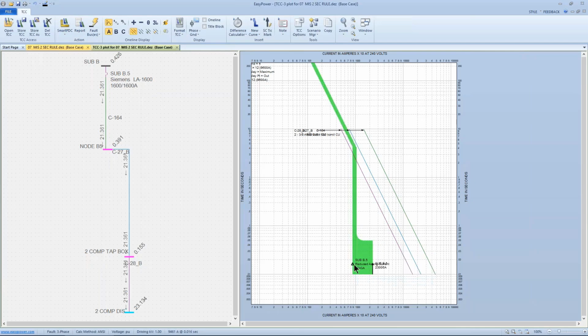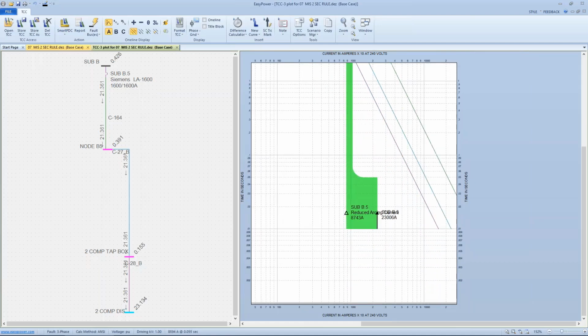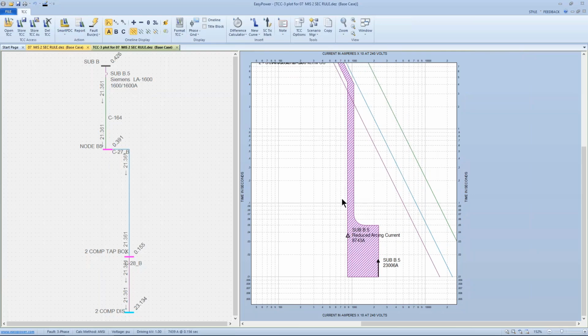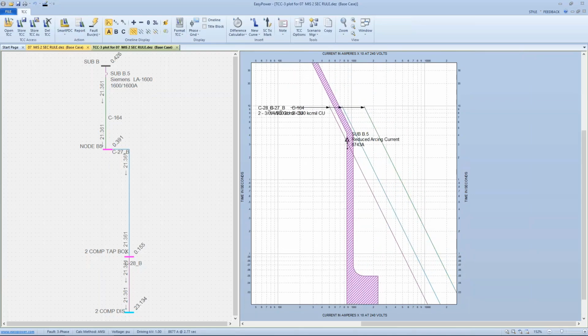All right, so by inserting the arcing tick mark, you can see the reduced arcing current. And this is another thing, the reduced arcing current is no longer a choice that the operator makes. This is built into the equations. In this particular case, the reduced arcing current is giving us a trip time of something over 5 seconds, it looks like, because it's where it crosses the right side. It's almost 6 seconds as far as trip time.